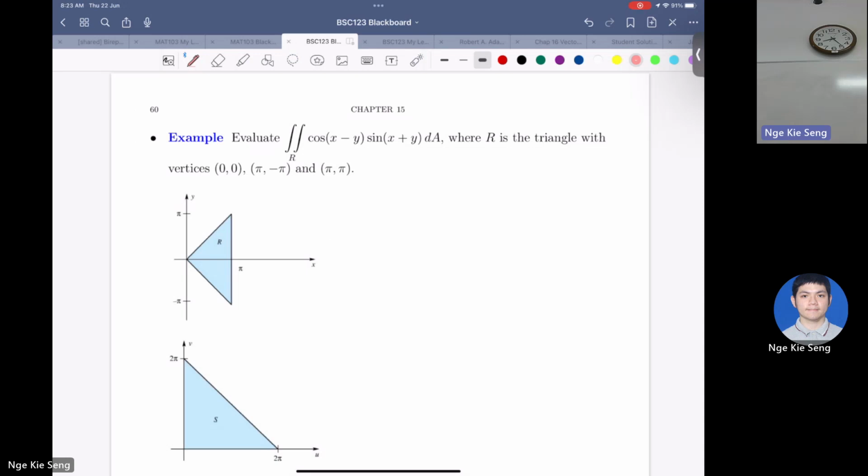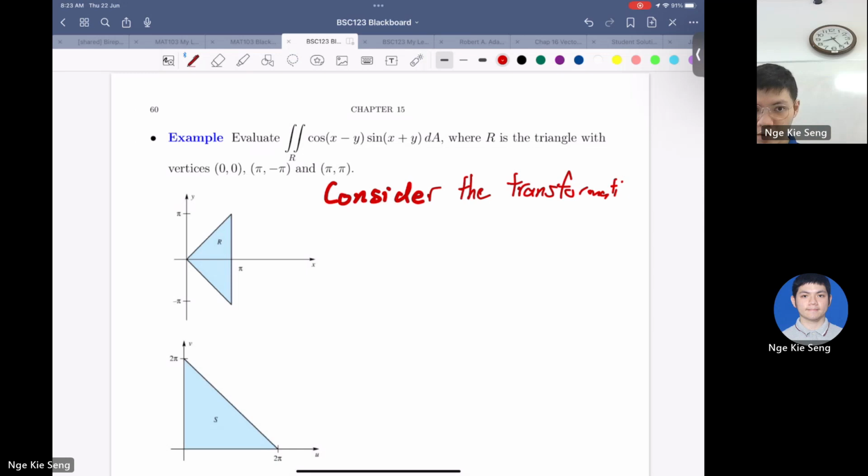So if you were to solve this using dx dy, is it doable? Both functions have x and y inside them, so maybe you need to use integration by parts or something like that. So what we are considering doing here is the transformation u equals x minus y and v equals x plus y. So we make the things inside cos and sine become a single variable. This is the new variable we're going to use.